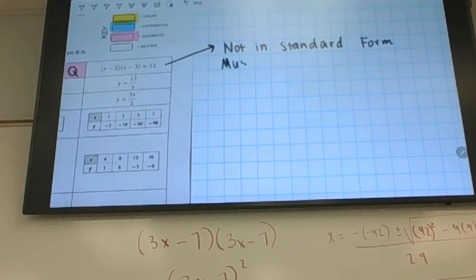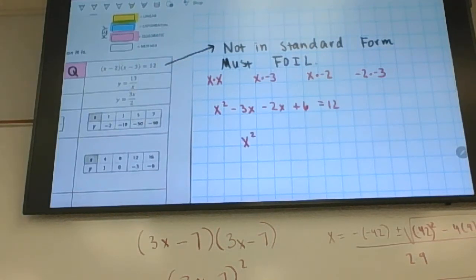But it's still quadratic. How do you know it's quadratic? Because there's two x's, and when you put the equation together, it'll make x squared. Yeah, he's right. Well, I'm going to have to FOIL this, so I would have to do x times x, x times negative 3, x times negative 2.